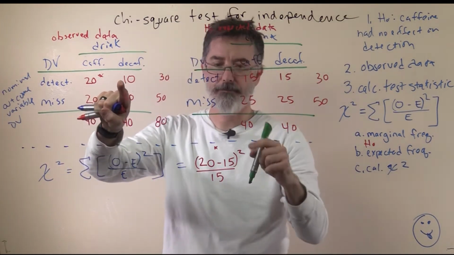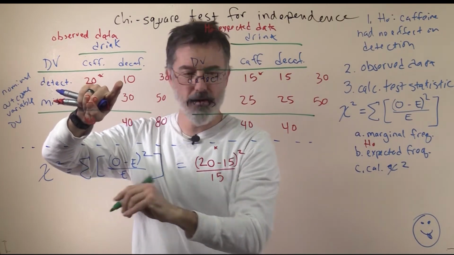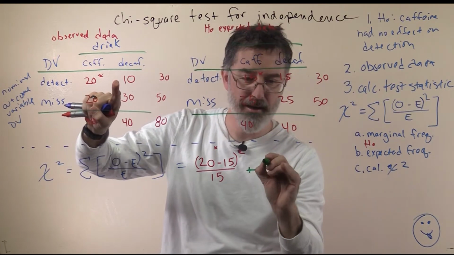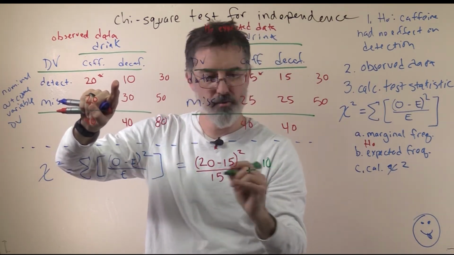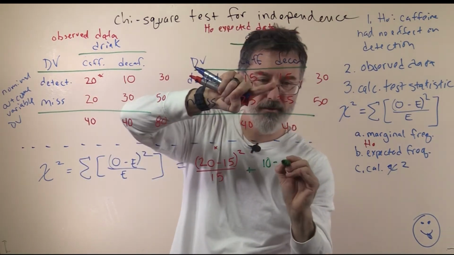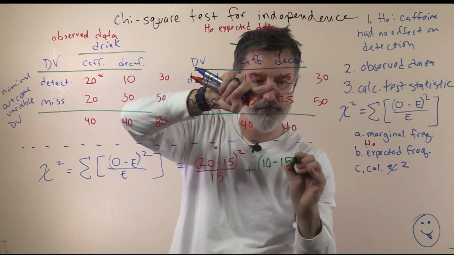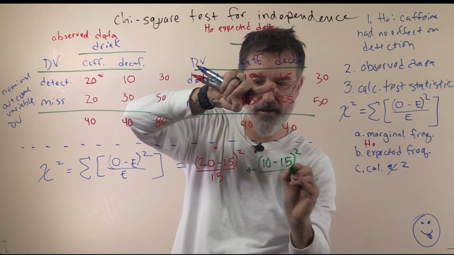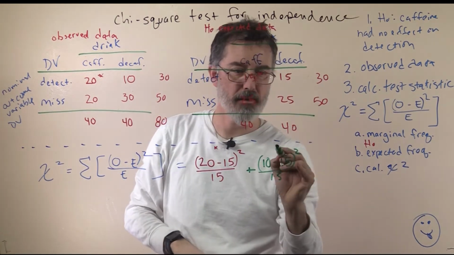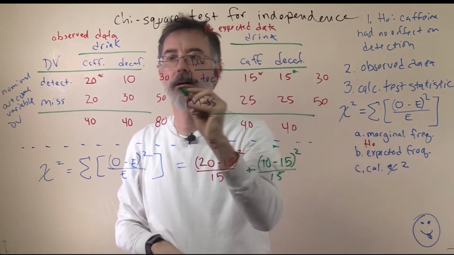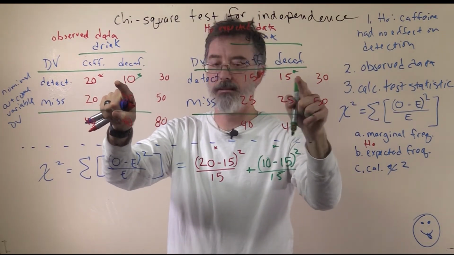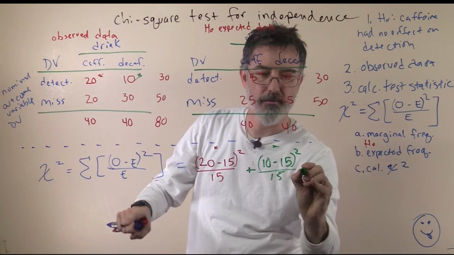Now let's do this 10. We're going to be summing across all these, so we need to add, and the next observed value is 10. Then we have to subtract the decaf detected expected value of 15. We need to square it and divide it by the exact same expected value. These are always going to be the same. So maybe I'll put a little green star by these. So this is for the decaf detected. We're summing, so we have to add.